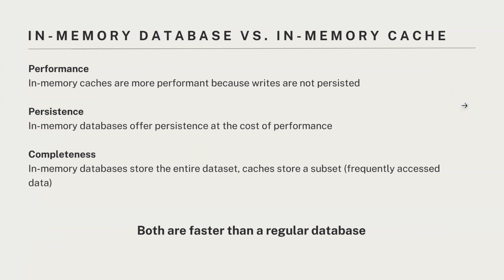So there's in-memory databases, and then there's an in-memory cache. They sound really similar. So what's the difference? I just wrote some differences here. Starting with performance, in-memory caches are typically more performant than databases because caches aren't worrying about persisting data, so they don't have to waste time. There's less overhead with file IO and that sort of thing.